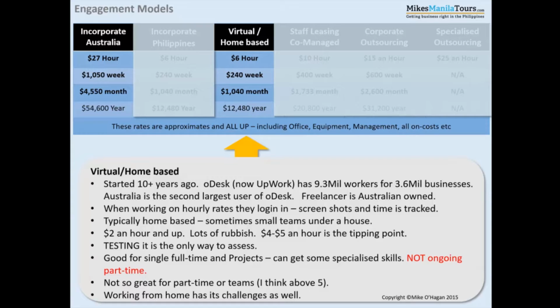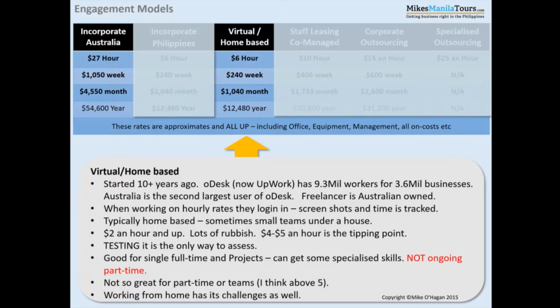To give you an idea of how large this player is, Odesk, about 2 years ago when they last released their numbers, had 9.3 million workers, and they were servicing 3.6 million businesses. Interestingly, Australia is the second largest user of Odesk in the world. Freelancer is an Australian-owned company. I actually believe there's a lot of disruption going on in Australia at the moment, a lot of margin squeeze because of Odesk. Odesk can't be measured by the government.